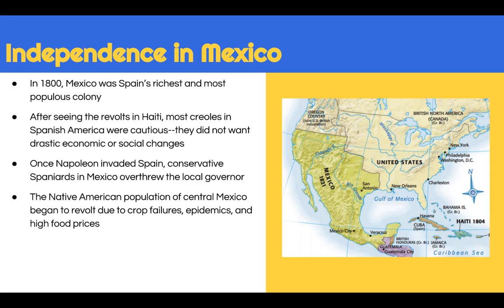And after seeing the revolts in Haiti and the negative effects that it had on its economy, most Creoles, those whites who were born in the Americas, were pretty cautious of revolution. They didn't want drastic economic and social changes. They weren't happy with Spanish rule, but they didn't want to lose their own power. But once Napoleon invades Spain, they realize that the Spanish government is weak, and they overthrow the local governor. During this time also, Native Americans in Mexico begin to revolt because they are facing a lot of problems like crop failures, epidemics, and high food prices. And so this leads to a lot of turmoil.